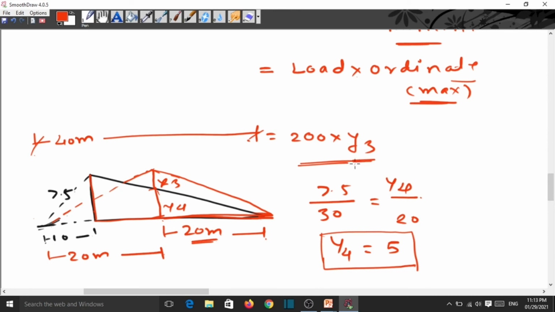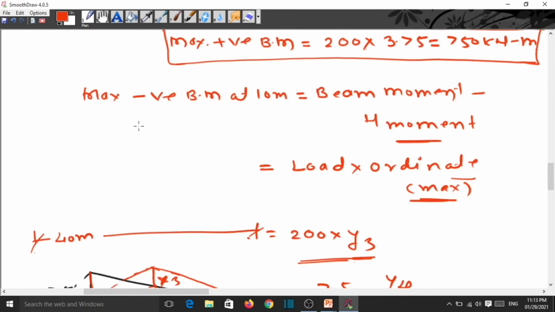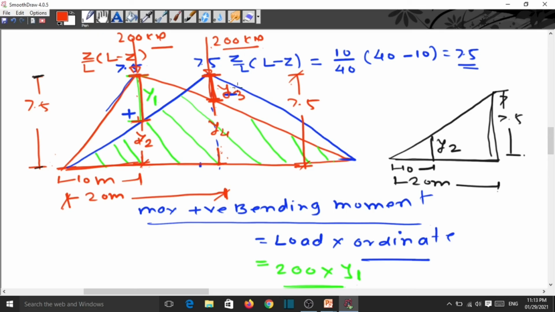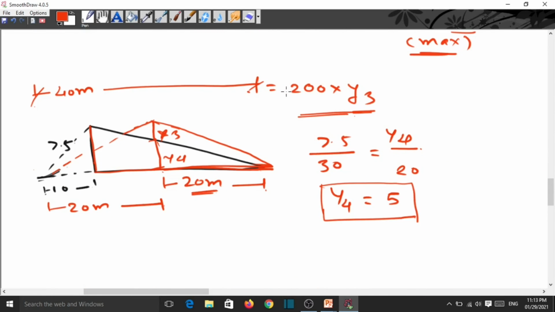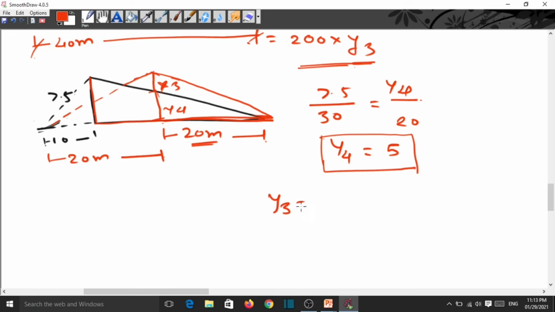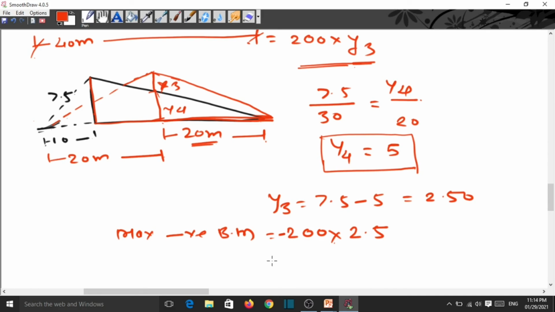So we want y3. How to find this y3? y3 is equal to the total height 7.5 minus y4. So y3 is equal to 7.5 minus 5, that is 2.5. So the maximum negative bending moment is equal to load 200 into the maximum ordinate 2.5, and this is the negative bending moment. So we can say this is minus 500 kilonewton meter.